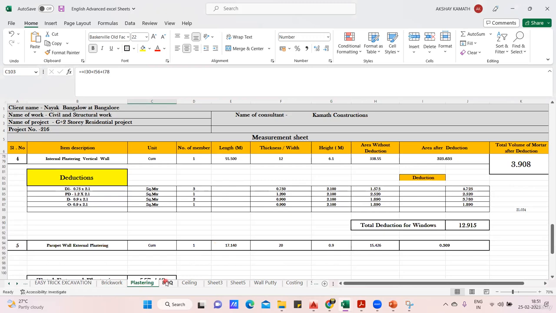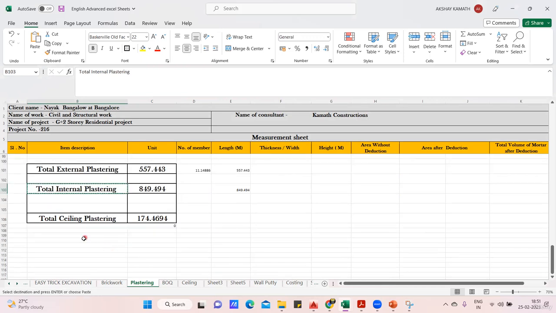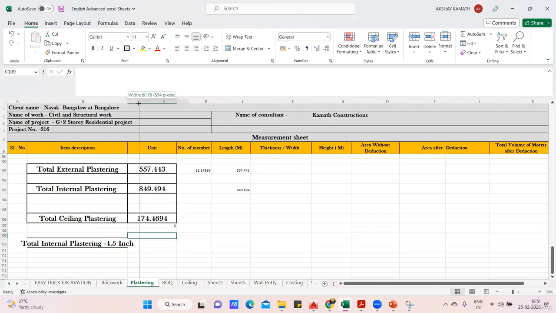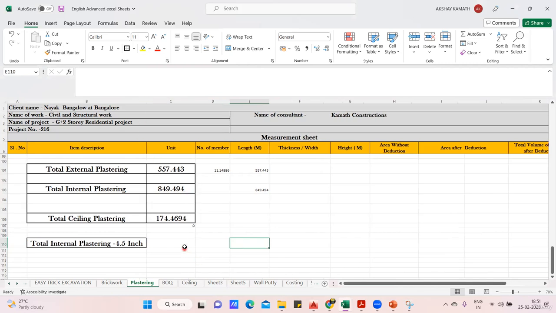But anyhow, just to make you understand, I'm going to assume that. I'll take the total internal plastering, copy it with Control C, and paste it here with Control V. So for internal plastering, I'll write this as 4.5 inch. Now you don't have to change it. If you want, you can do it in your project. Again, I will not waste my time on that, because the concepts are clear. When you do your new project, try to separate it out and note it down. Let us say I got a quantity of 250 square meter of internal plastering I'm supposed to do.